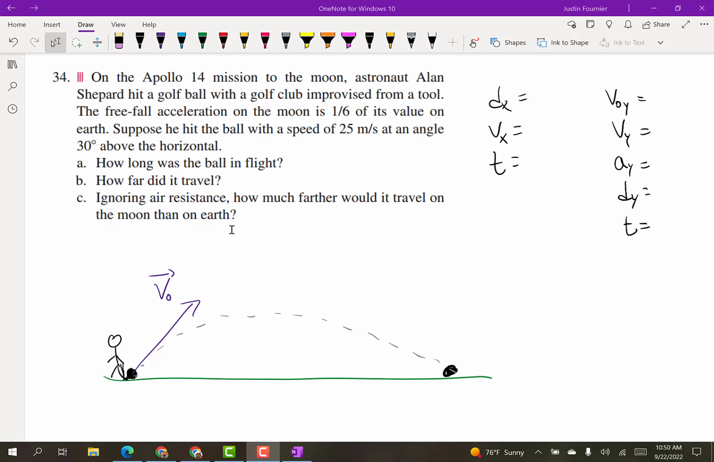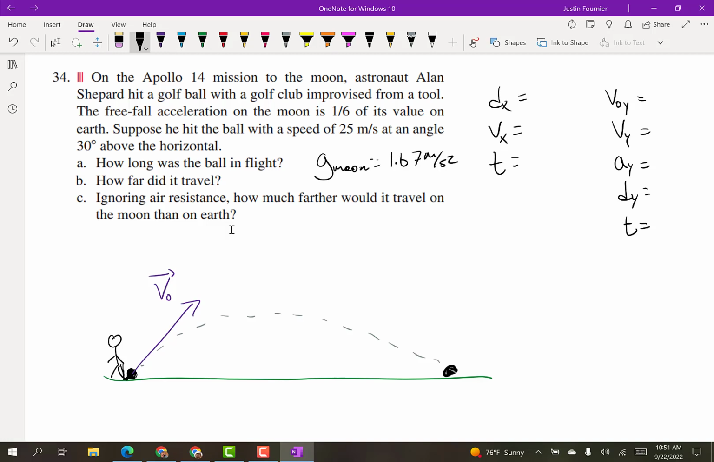So this is number 34. I forget what homework it's on, but it's chapter 3. It says, on Apollo 14 mission to the moon, astronaut Alan Shepard hit a golf ball with a golf club improvised from a tool. So the free fall acceleration on the moon is a sixth of its value on Earth. If it's essentially 10 meters per second squared on Earth, then it's just going to be 10 divided by 6, which is about 5/3, I think. About 1.67. So we'll say that g on the moon is 1.67 meters per second squared.